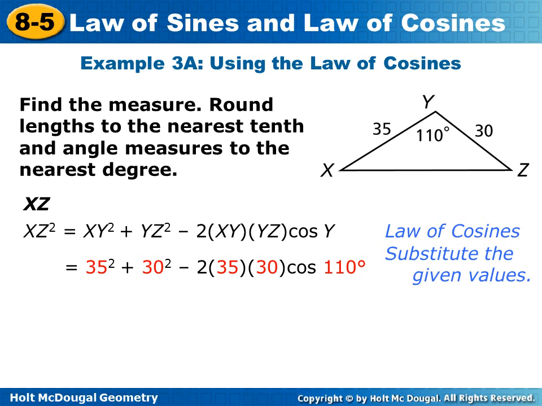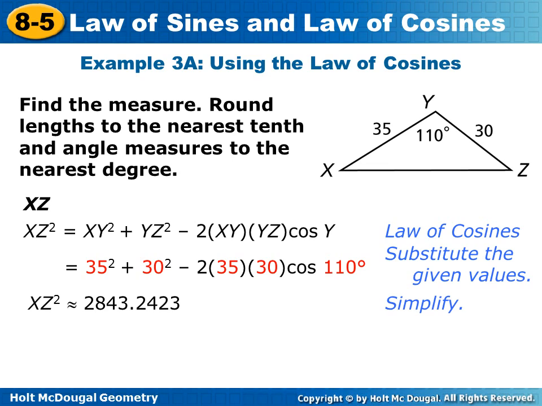We substitute in all of the given values. So we get 35 squared plus 30 squared minus 2 times 35 times 30 cosine of 110. You can go ahead and put that gigantic mess in your calculator. Just make sure that the entire part at the end is put together. Don't do 35 squared plus 30 squared minus 2 and then start multiplying things. You need to make sure that that last part is all multiplied before you subtract it.